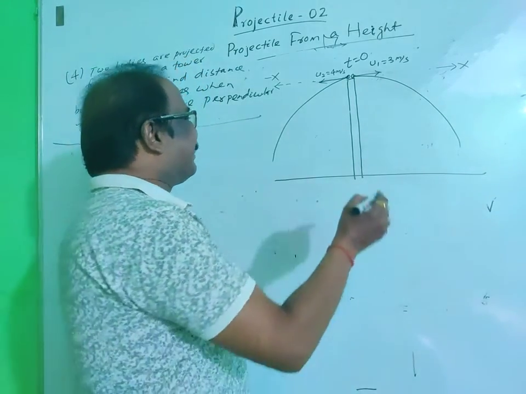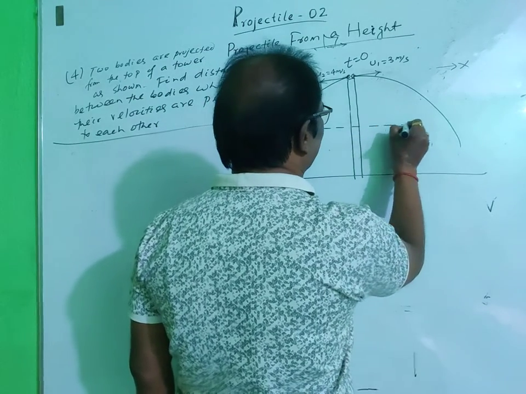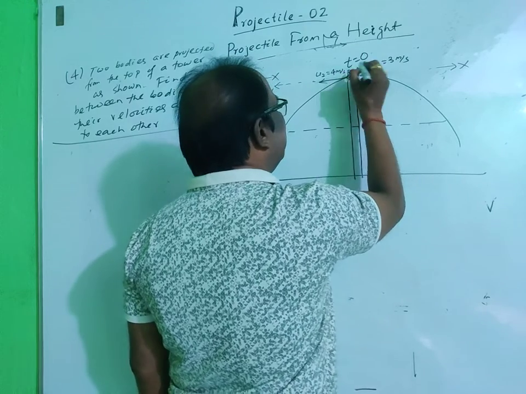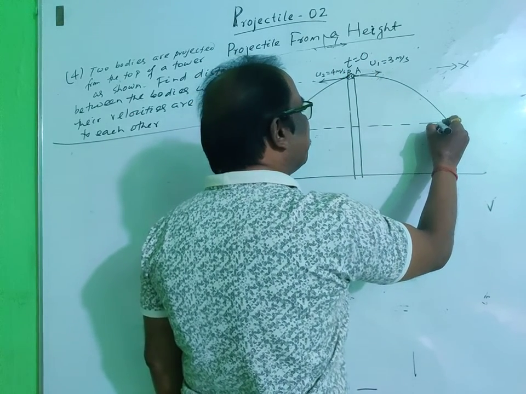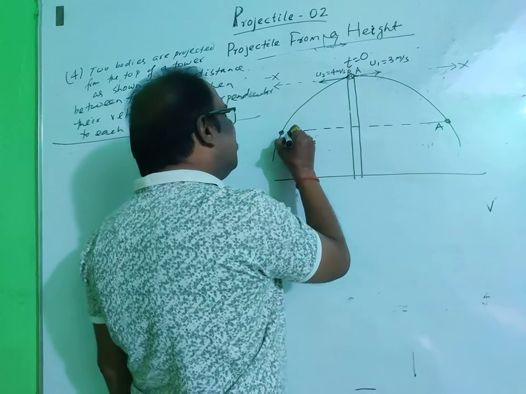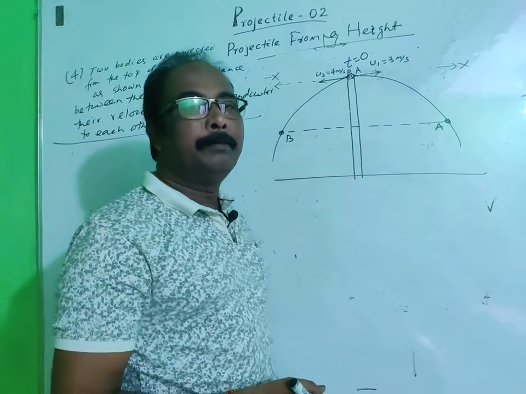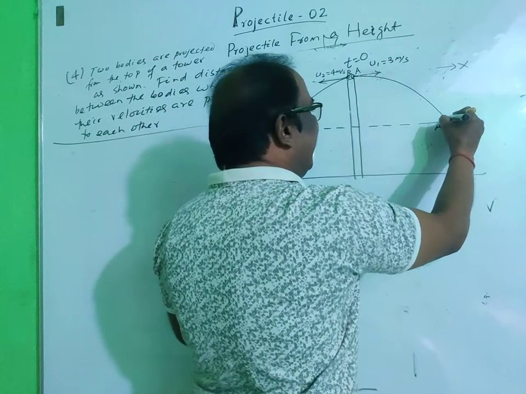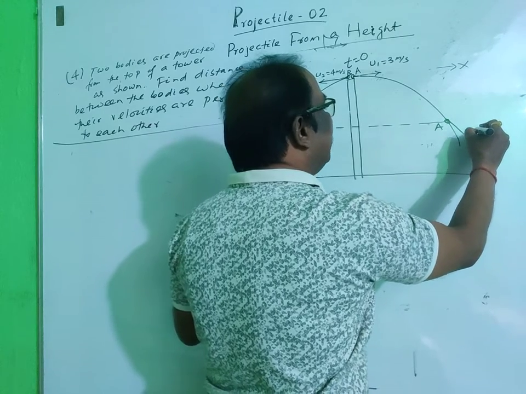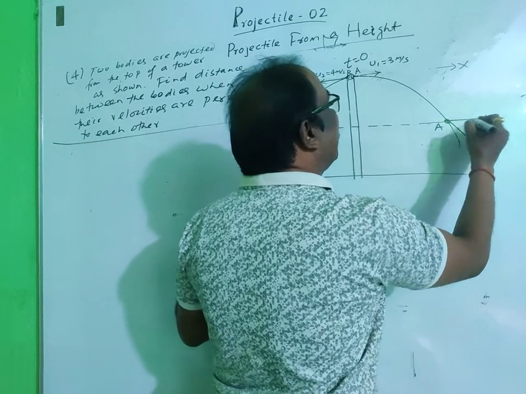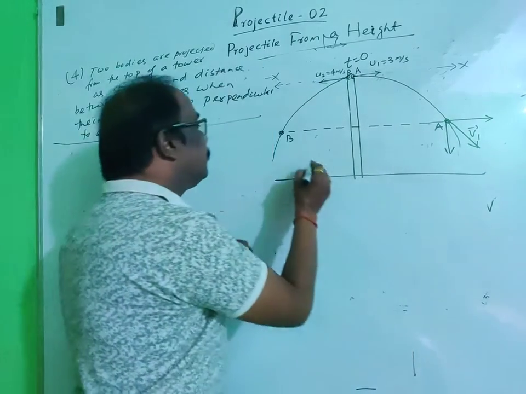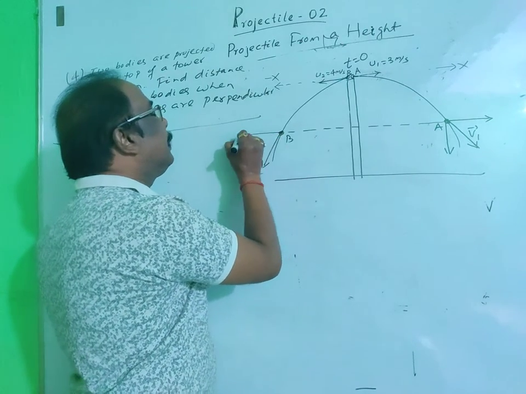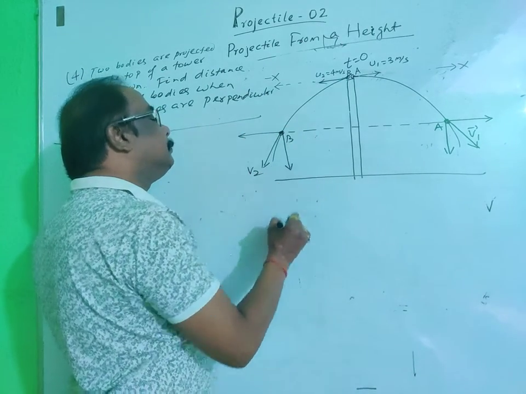Let this body be A and this body be B. When A reaches this point and B reaches this point, their velocities become perpendicular to each other. Then the velocity of body A is along the tangent. This is the horizontal component, this is the vertical component, and the velocity of B is along the tangent, V2. This is the horizontal component and this is the vertical component.